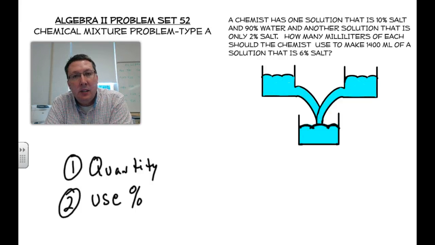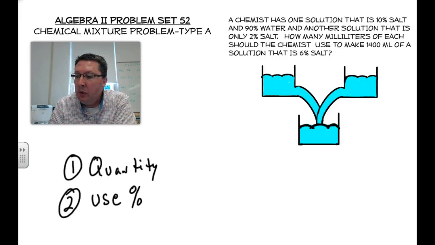Now, sometimes they're going to throw some extra numbers into the problem to kind of mess with you. What we need to recognize here is we need to focus in on one type of percentage, either the percentage of salt or the percentage of water. And what I see on this problem is, since the final question states something about a 6% salt solution, let's focus on just the salts. So we have a 10% salt solution, and another solution is a 2% salt solution, and we want to make a final solution that is 6% salt.